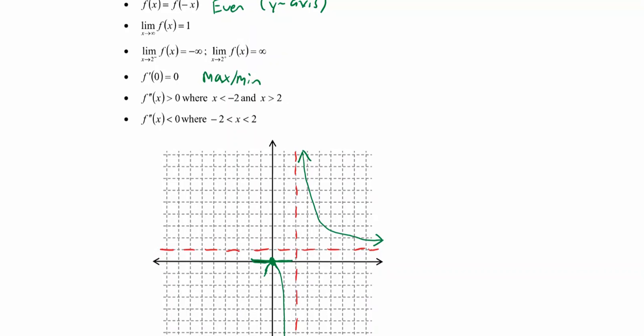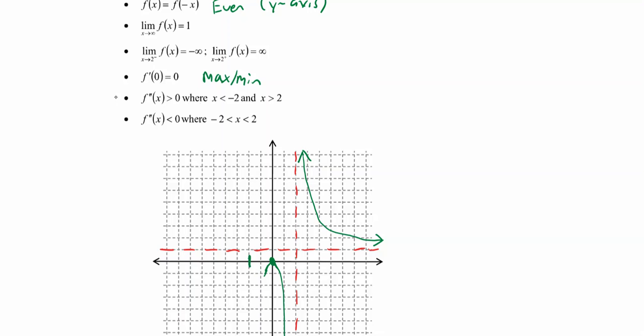Like a local max. But anyway, we'll keep going. All right, so now f double prime of x, so the second derivative, is greater than 0, so it's positive, right, is what that's saying, where x is less than negative 2 and x is greater than 2. Okay, so then negative 2 would be there, right? Erase that thing.